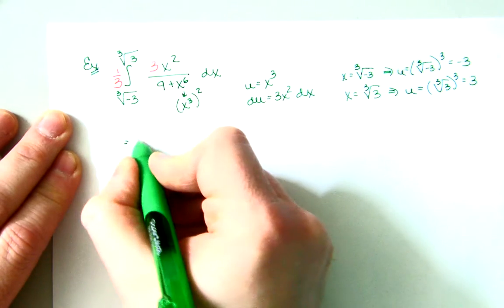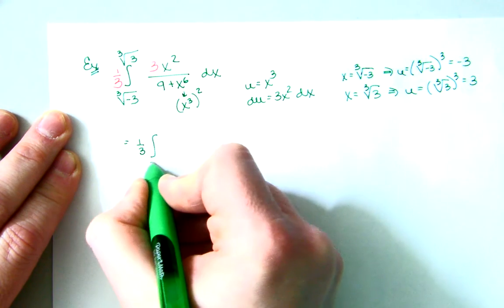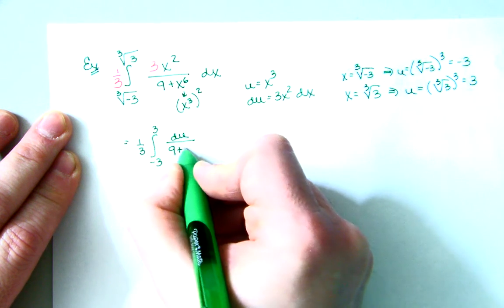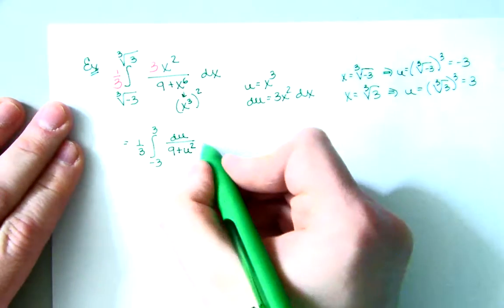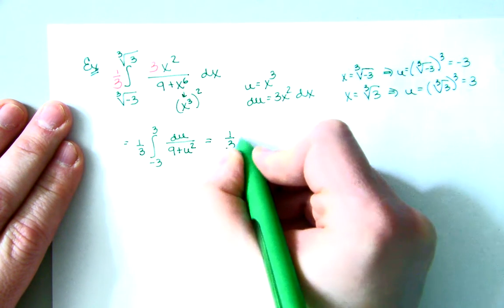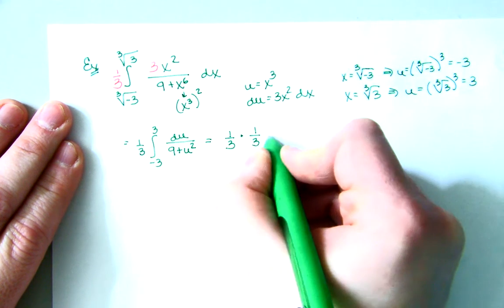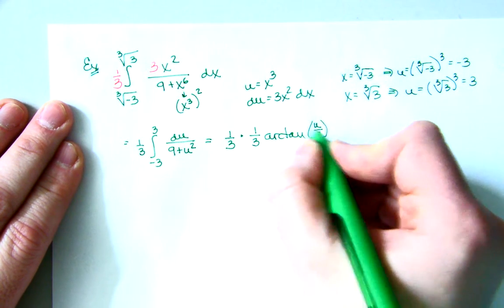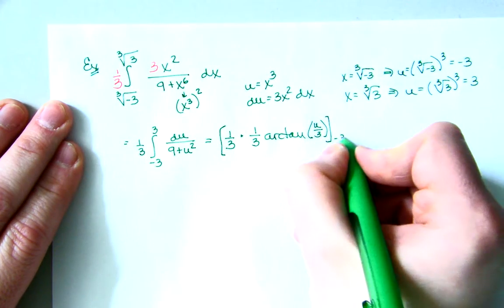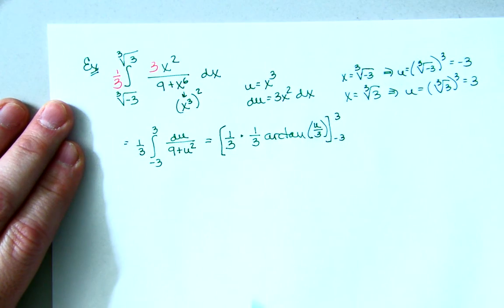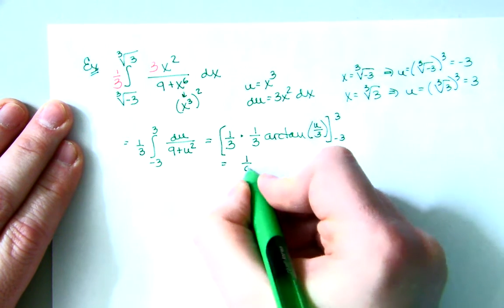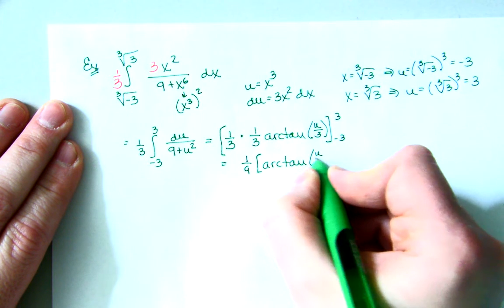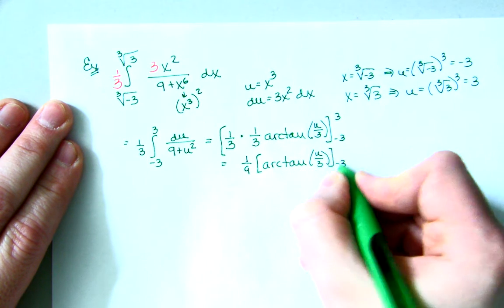And the problem is now 1/3 times the integral from negative 3 to 3 of du over 9 plus u squared. Go and integrate. This gives us 1/3 times 1 over a, so another 1/3 arctan of u over 3, which I'll evaluate from negative 3 up to 3. I think I'm just going to move my 1/9 out front before the brackets. 1/9 times the arctangent of u over 3 from negative 3 to 3.